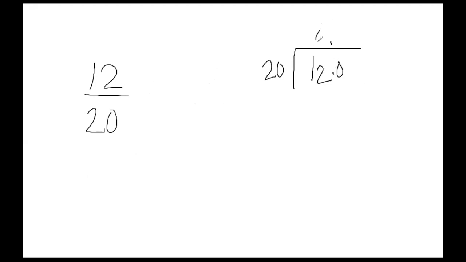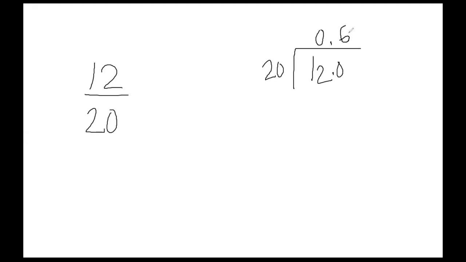12/20. Okay, so this is equal to 12 divided by 20. So 12 is not divisible by 20. Let's add 0. So guys, make sure na yung decimal point nyo is pantay ha. So 120 divided by 20, that's equal to 6.